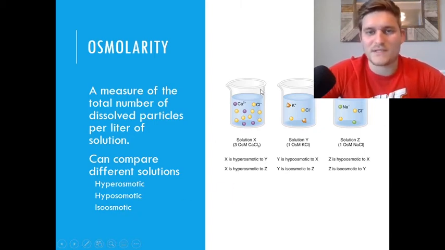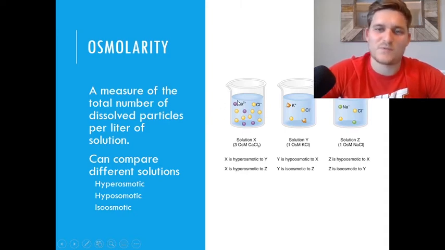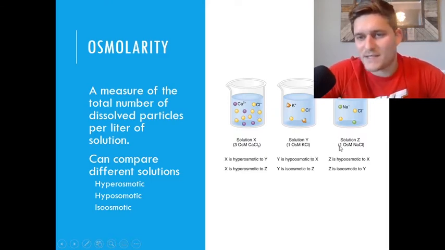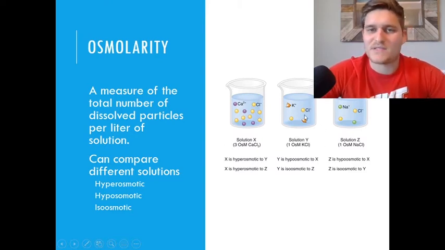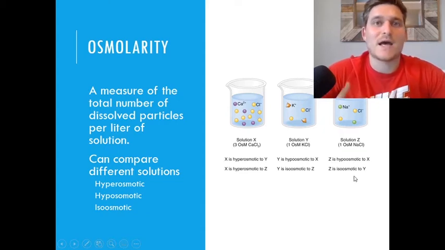And so here we see that in solution X, we have a greater concentration of these particles within our solution, making it hyperosmotic to both Y and Z, while Y and Z are hypoosmotic to solution X. But since solution Y and solution Z have the same osmolarity, they would be considered isoosmotic.